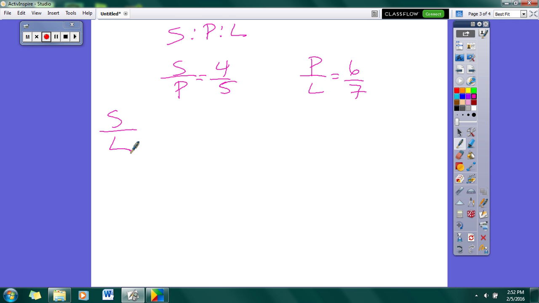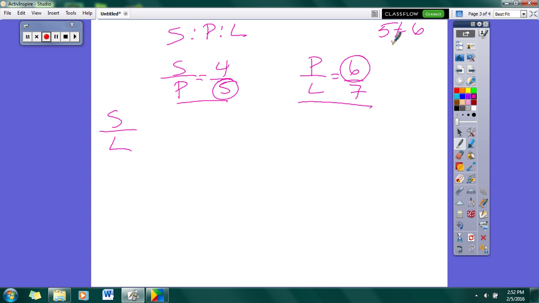Well, I can't just do 4 to 7, because we have to make sure that they're all equivalent to each other. So I'm going to look at my first ratio and my second ratio and ask, is there anything that they have in common? Well, Princess is in both ratios. 5 and 6 are in both ratios. I want 5 to be equal to 6. Right now, they're not equal.